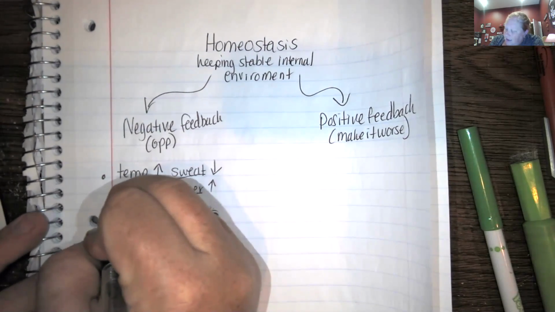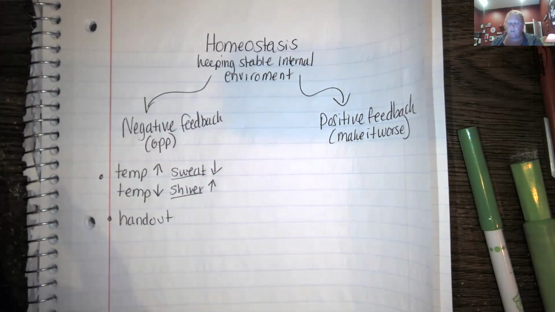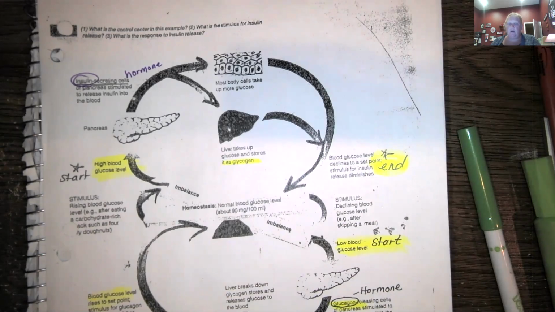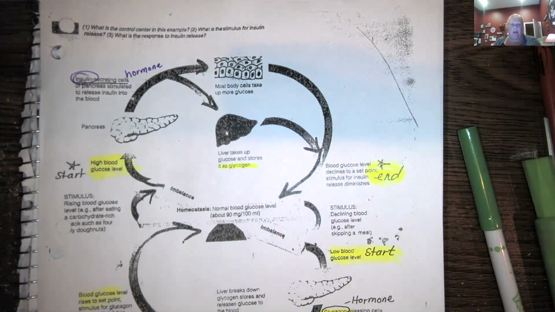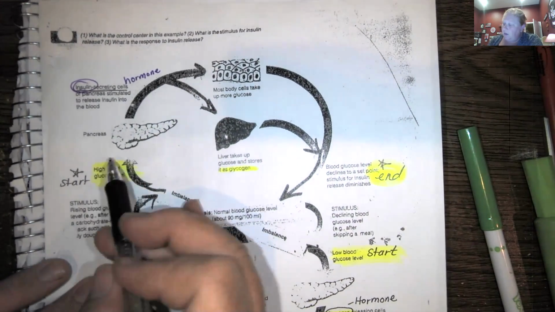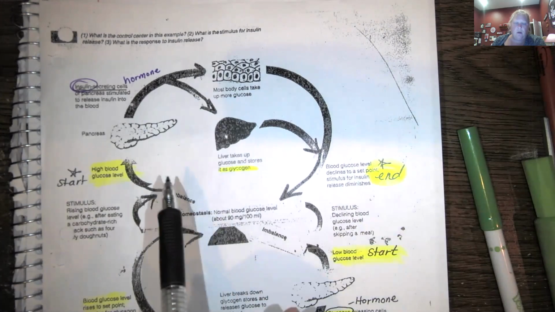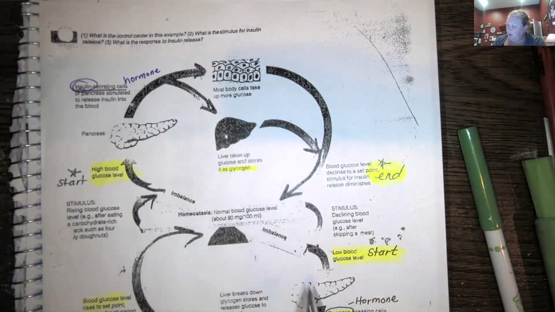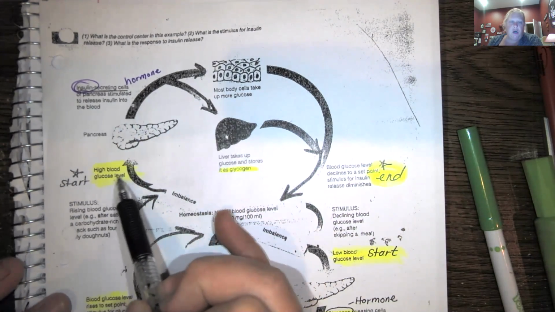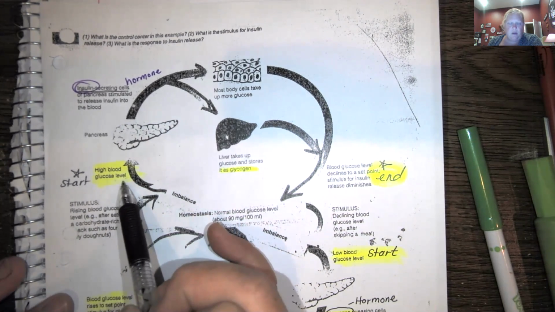Okay, another example is in the handout that I have attached here, and it's on blood glucose levels. So let me show you this, and I have some highlighted areas. This might look really complicated, but this is one of my favorites. So here's the start, so I'll explain this. This is a high blood glucose level. This is really explaining diabetes versus hypoglycemia, okay? So too much sugar is in the blood. High blood glucose level, okay?